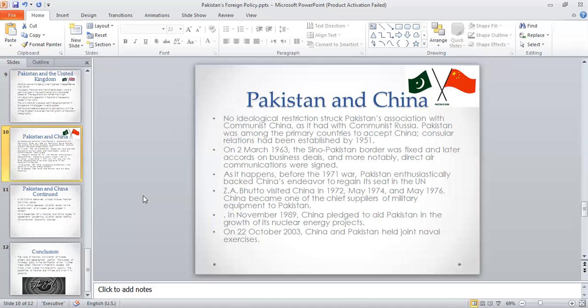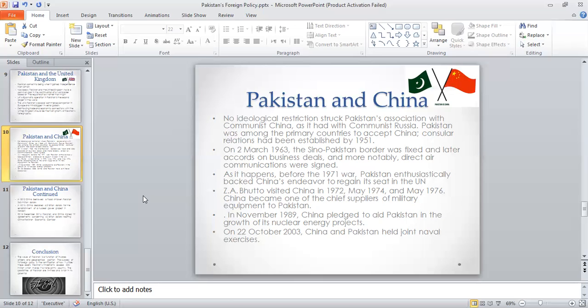At the emergence of the Sino-Indian conflict in 1959, President Ayub made the ill-advised offer to India of a joint defense against China, which the Indian Prime Minister Jawaharlal Nehru declined. At this juncture, Muhammad Ali Bogra was able to rescind Ayub's recklessness and cement ties with China. On 2nd March 1963, the Sino-Pakistan border was fixed, and later accords on business deals and, more notably, direct air communications were signed.